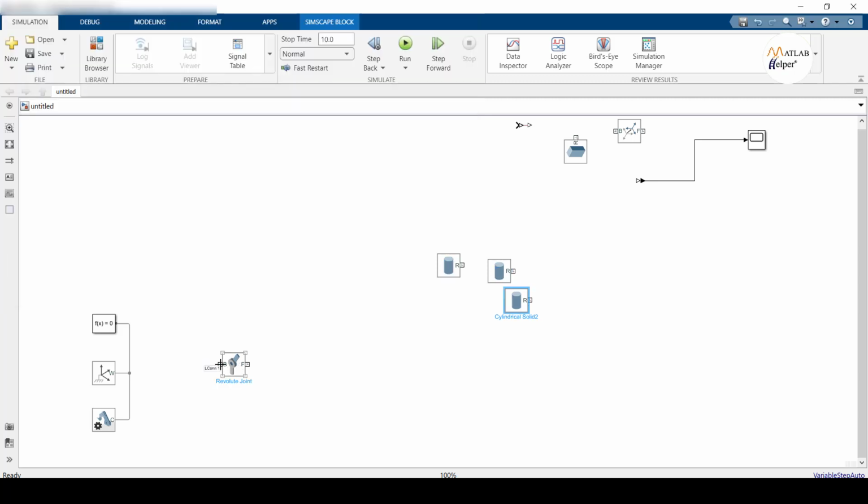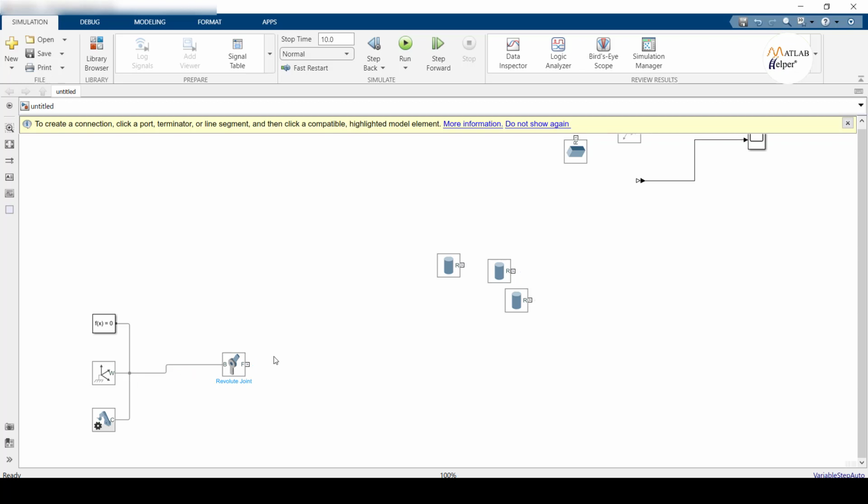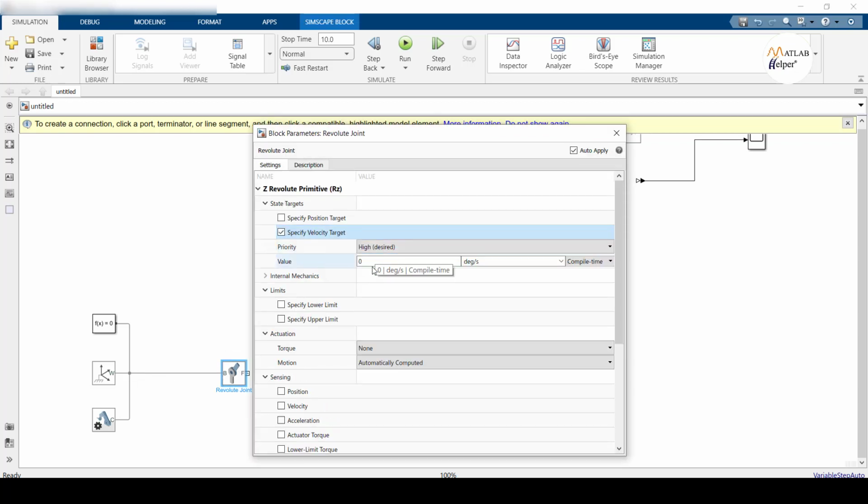Now take a revolute joint and connect it to the global coordinate system. Specify the velocity target minus 1200 degree per second on which the whole model will rotate, and click the velocity in the sensing to see a simultaneous model to graph representation.